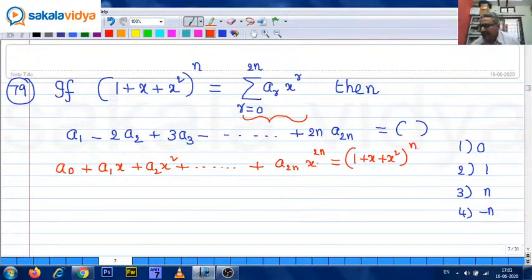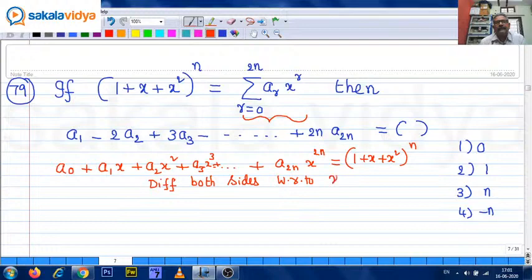This I just expanded, that's all. So now you want to get 2 and 3, meaning x differentiation is 1, x square differentiation is 2x, so 2a2 you will get, and a3 x cube also write down, plus. So differentiate both sides with respect to x.